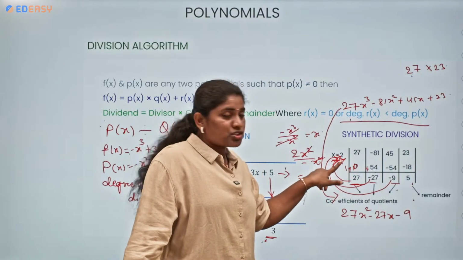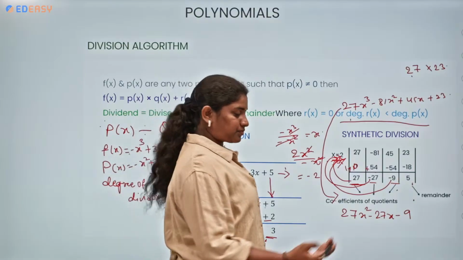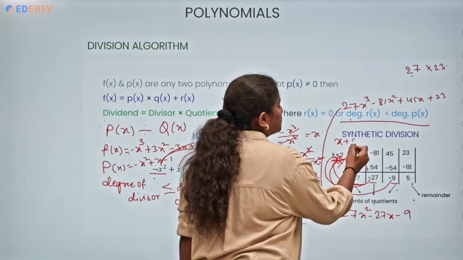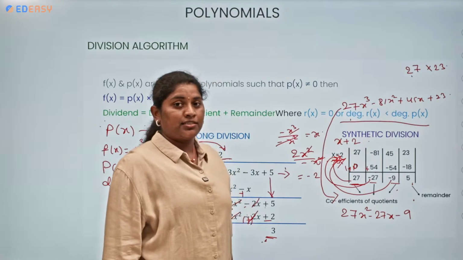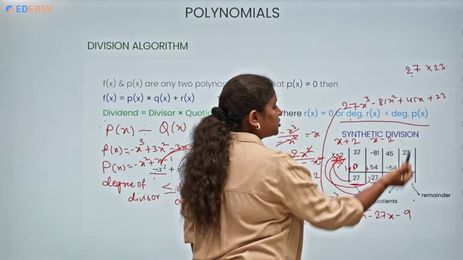Here x equals 2, it means what? x plus 2 is your divisor. Okay, so x plus 2 is your divisor. So as I am having x equals 2, then it will become your x minus 2.